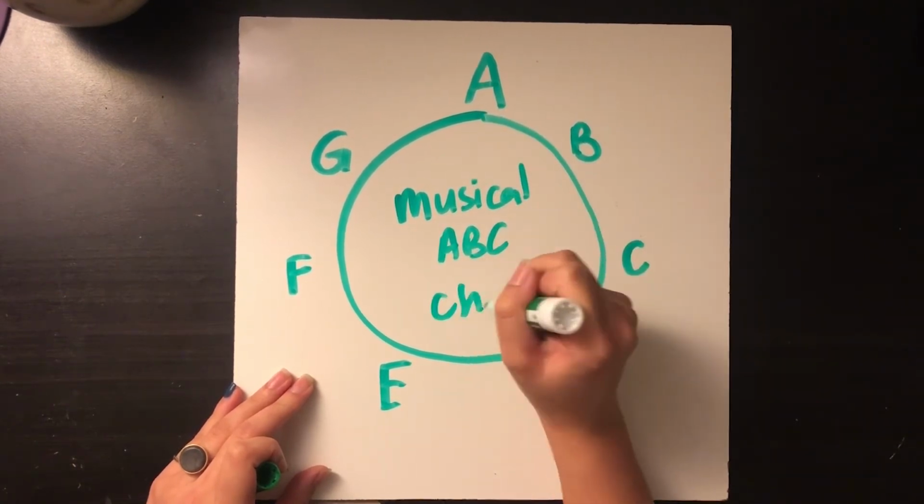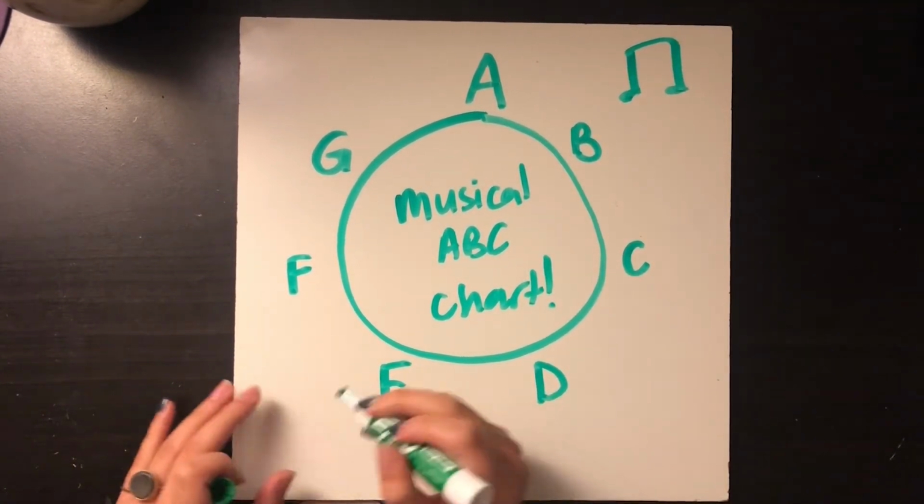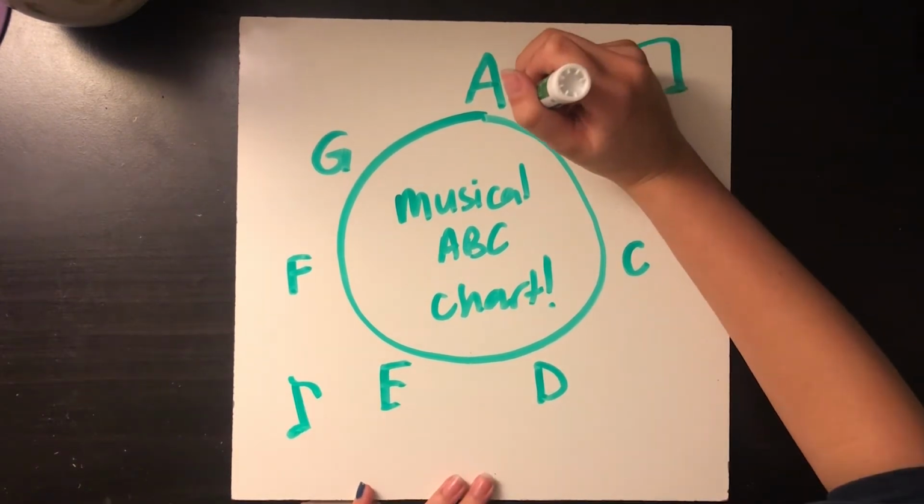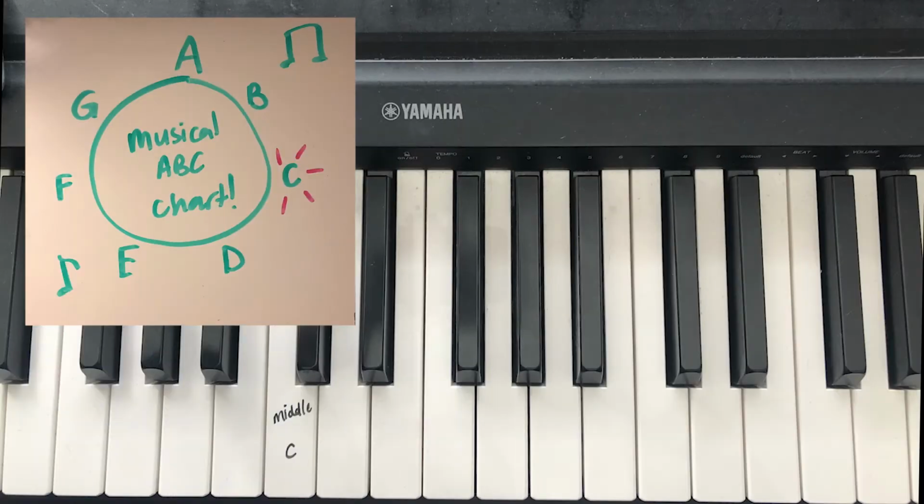Feel free to pause the video again so you can finish your activity. Once you're done with your drawing, you'll have a finished musical alphabet chart. To learn where these notes are on the piano, we're going to start from middle C.